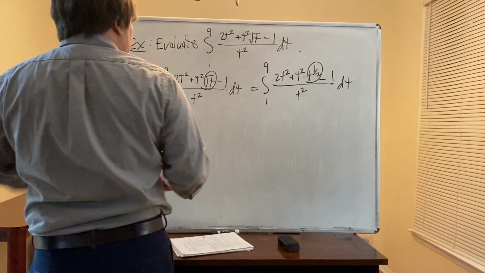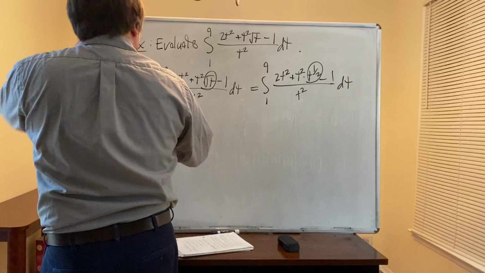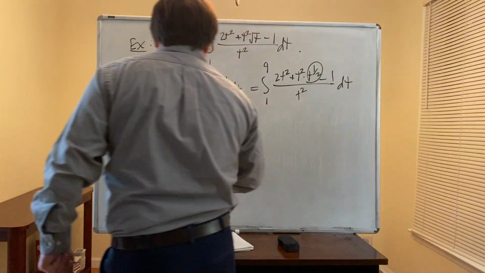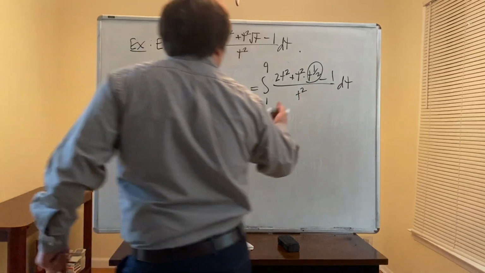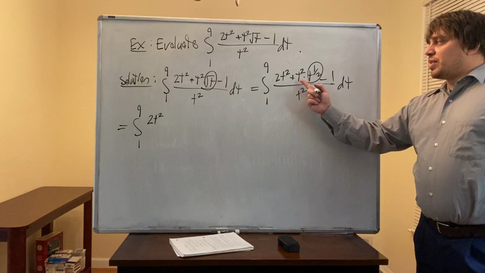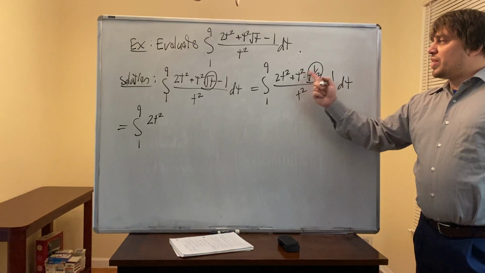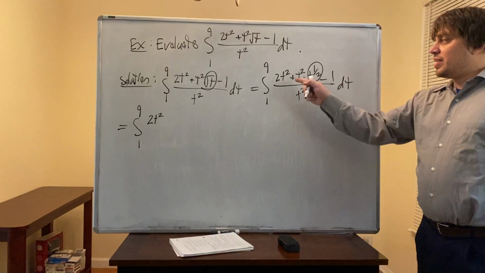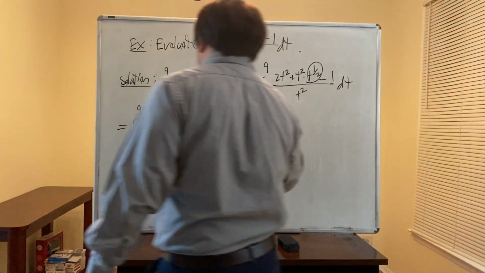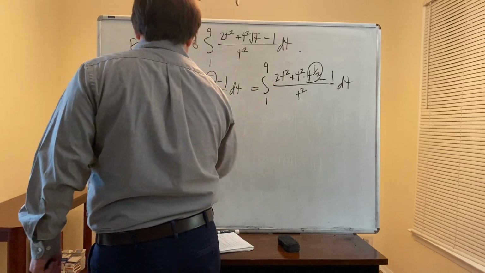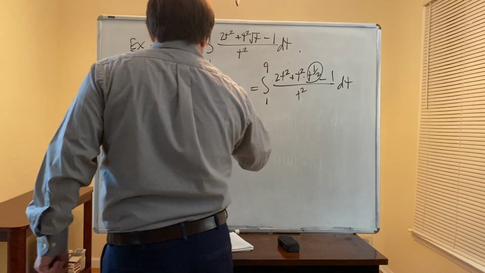That's equal to the definite integral from 1 to 9, and it's now going to multiply t squared times t to the 1/2. By laws of exponents, when you multiply two expressions like this with the same base, you just add the exponents. So t squared times t to the 1/2 is t to the 2 plus 1/2. That's t to the 5/2. So this times this is t to the 5/2 minus 1. And that's divided by t squared dt.